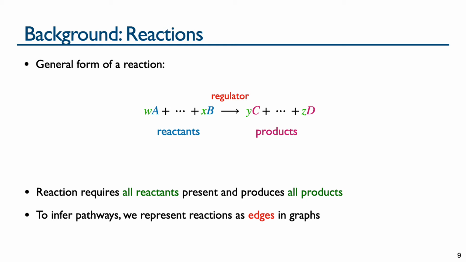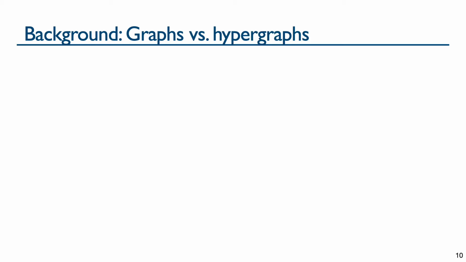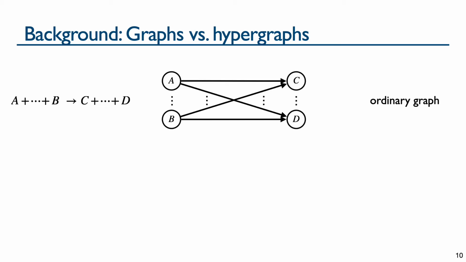To infer pathways in these networks of reactions, we want to represent these reactions as edges in graphs or hypergraphs. Traditionally, given this reaction from the previous slide, each reactant or product would be modeled as a vertex, and then each reaction would be modeled as a collection of edges from each reactant to each product. Notice how traversing any of these edges does not require that all the reactants are present, since the edge from A to C can be traversed without any constraint on B.